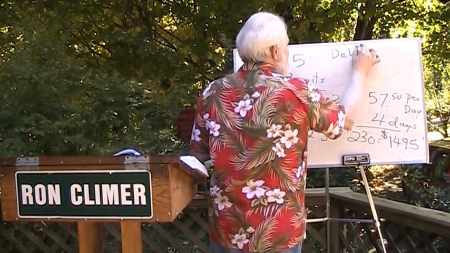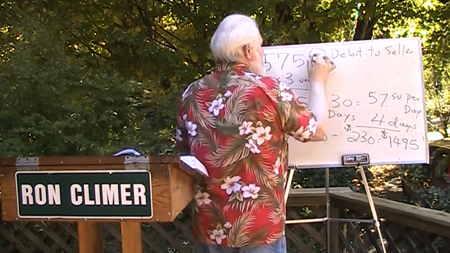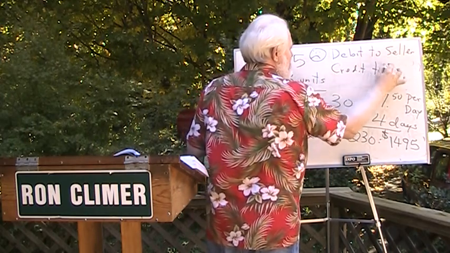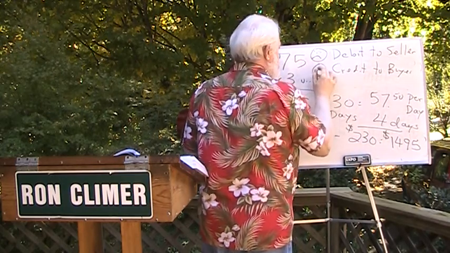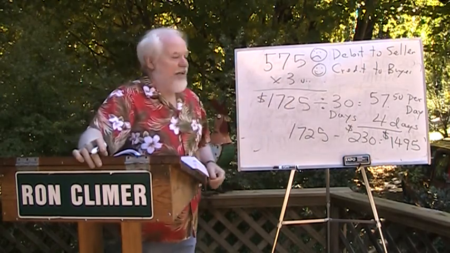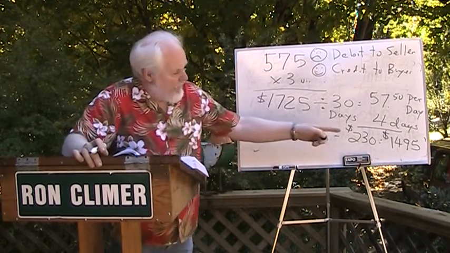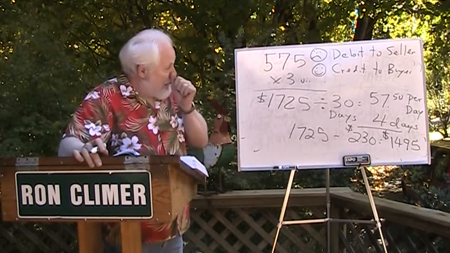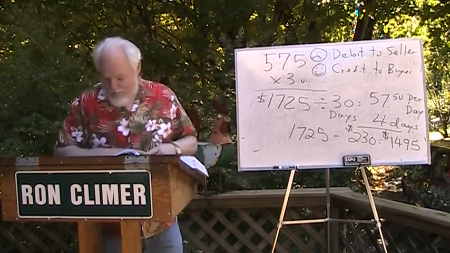That is a debit to the seller. That's a debit, a frowny face, and a credit to the buyer, a smiley face. So the buyer is smiling, credit to the buyer. Seller is frowning, debit to the seller. $1,495. And in your book, the answer is C. By the way, you might want to write down debit to the seller, credit to the buyer, because the book doesn't really ask you that, but that's important.